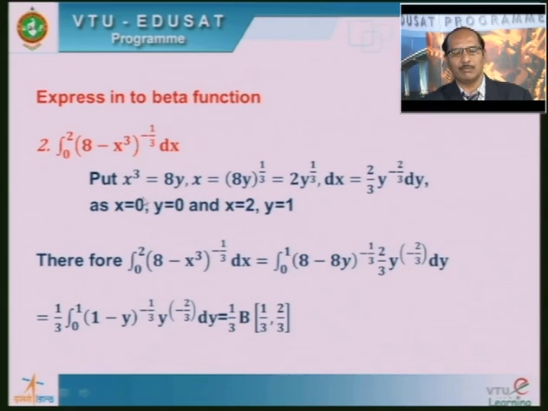Looking into the definition of beta function, we substitute the value of x. So we will conclude today's session with this problem.